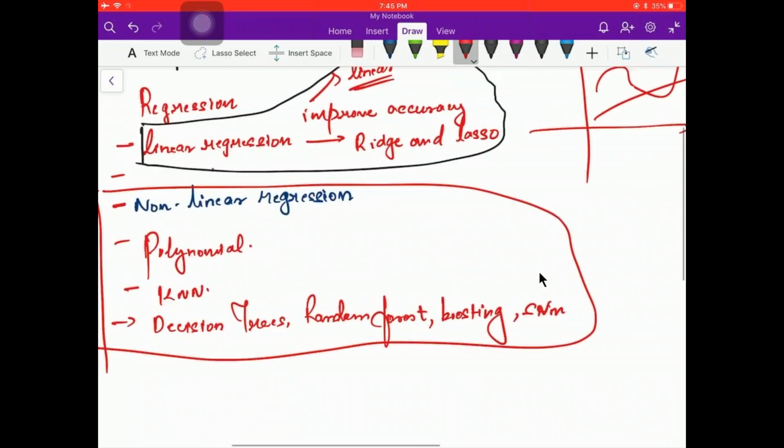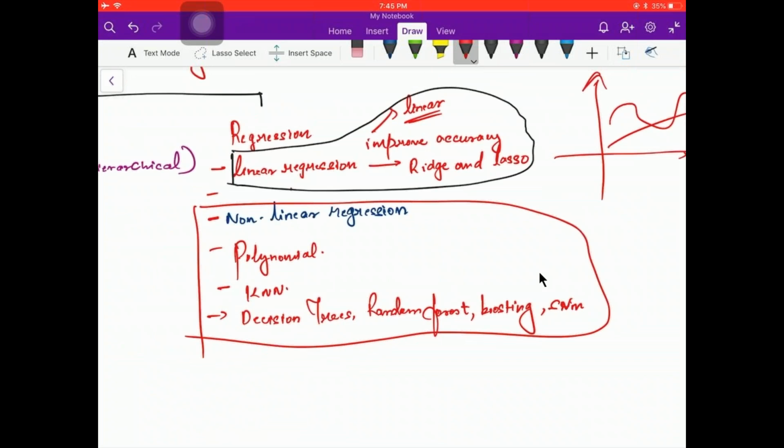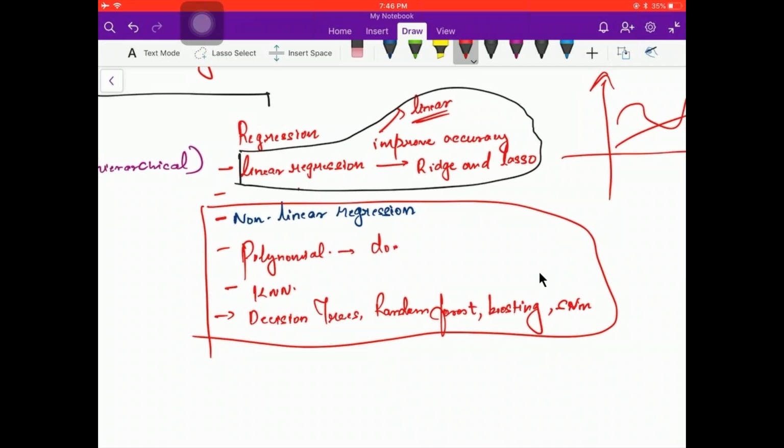Is this clear now? Do you have any questions on this? Yeah, I have a question. For polynomial, definitely we can draw an equation. For KNN, we cannot draw any equation. So why is it called non-linear regression?